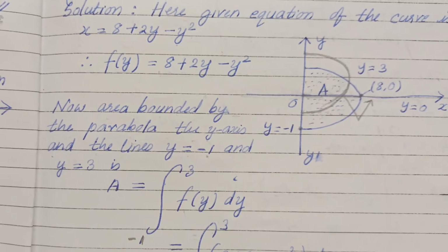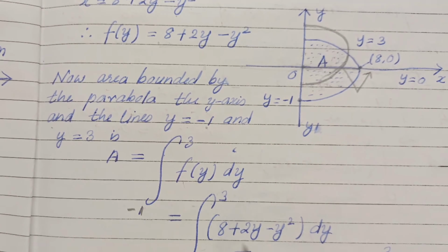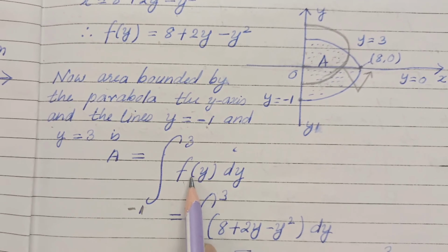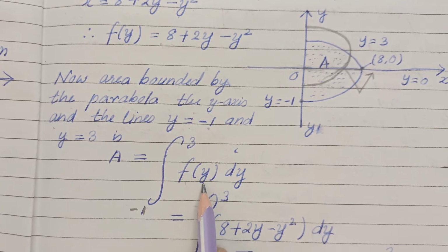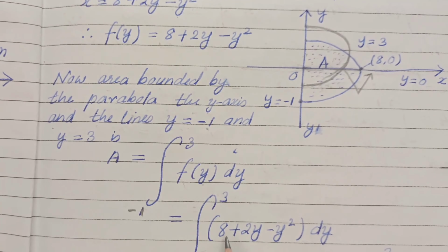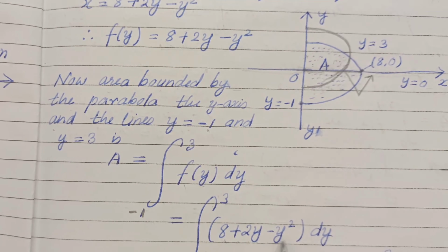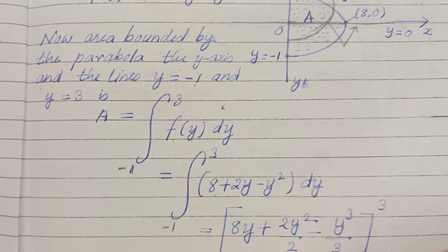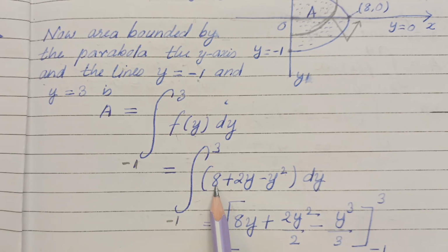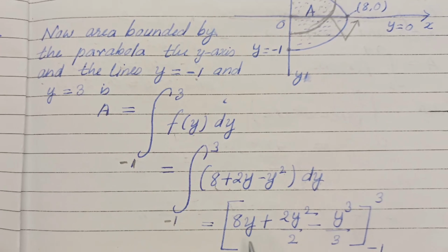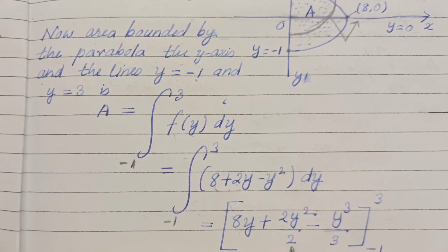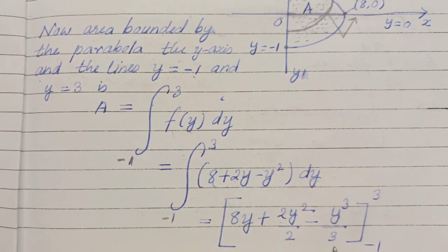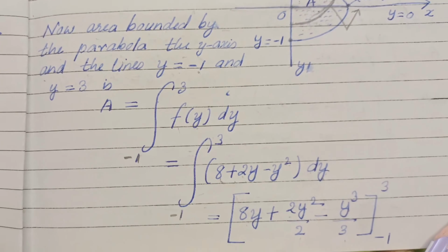It will be -1 to 3 as per the information we got. Then we have the integral of f of y dy, where we write in place of this 8 plus 2y minus y square dy, and we just integrate like we always do. So in integration, in place of 8 it becomes 8y because it is integrated with respect to y. Now with plus 2y it becomes 2y square by 2, and y square becomes y cube by 3. So now you replace the upper limit and lower limit, subtract the lower limit value, and then you get the value.